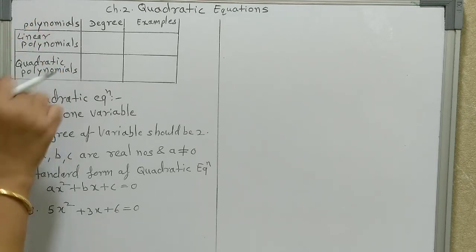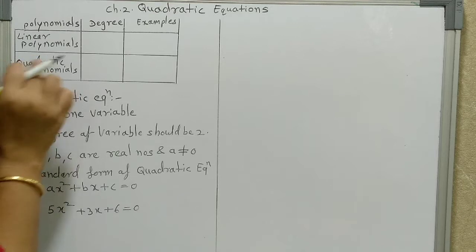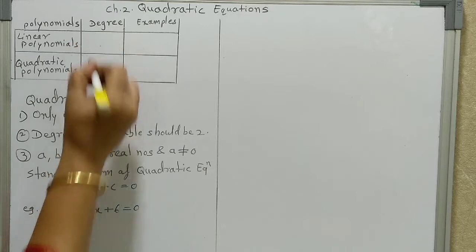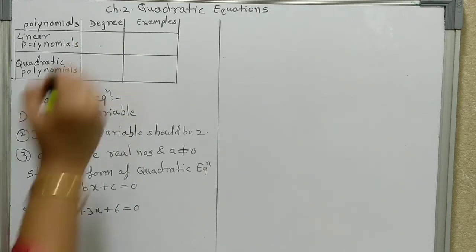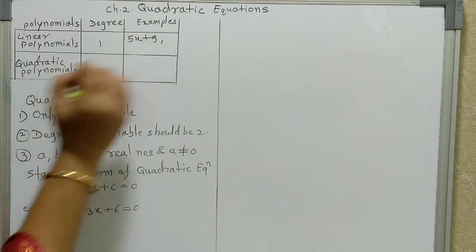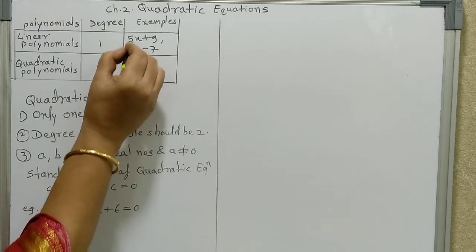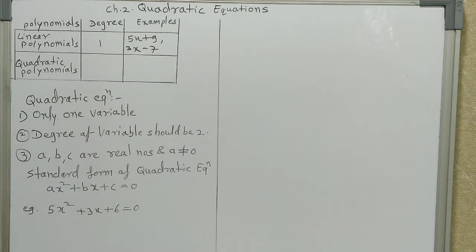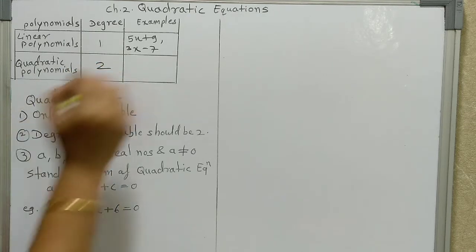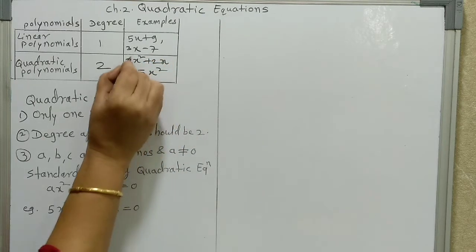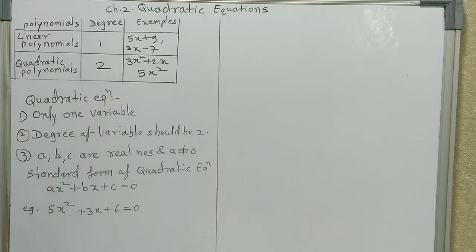Now the types of polynomials: the first is the linear polynomial, and the second is the quadratic polynomial. In a linear polynomial, the degree becomes 1. Examples: 5x plus 9 and 3x minus 7. Here in 5x, the degree of x is 1, and in 3x, the degree of x is 1. The second type is the quadratic polynomial. Its degree becomes 2. Examples: 3x square plus 2x or 5x square. Here the degree of x is 2, and here also the degree of x is 2.